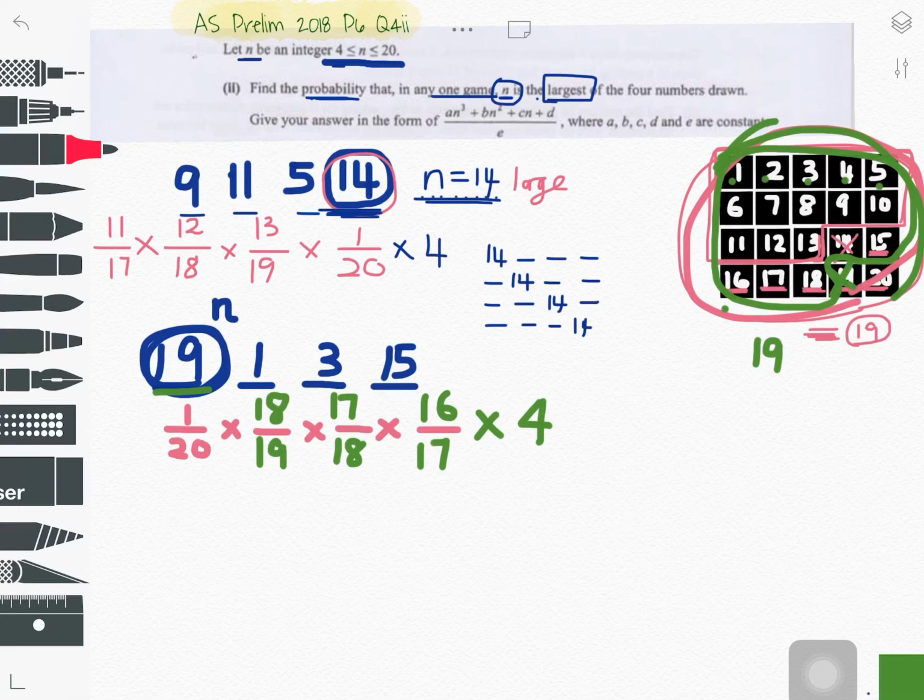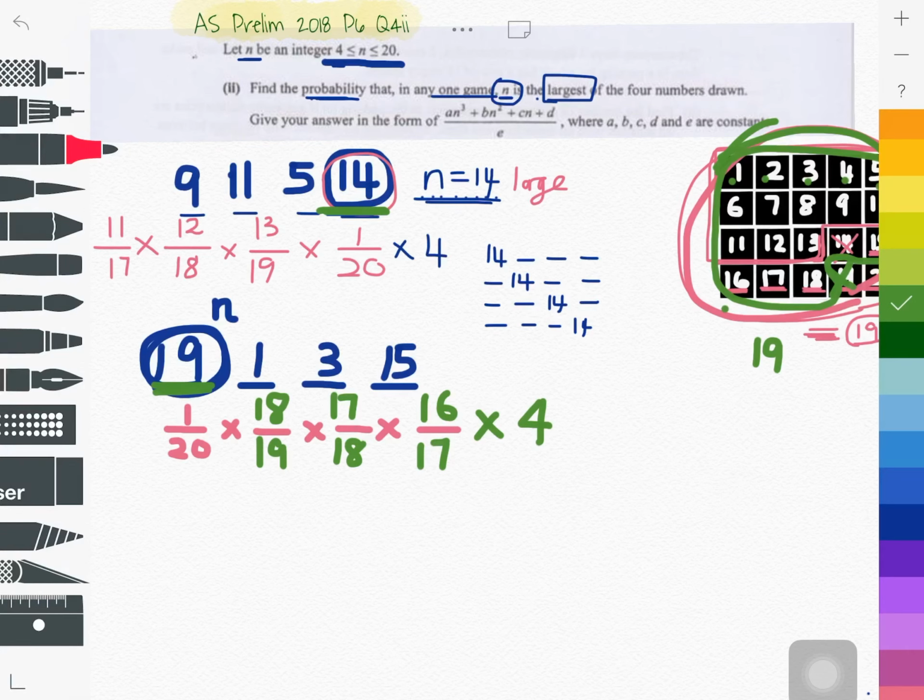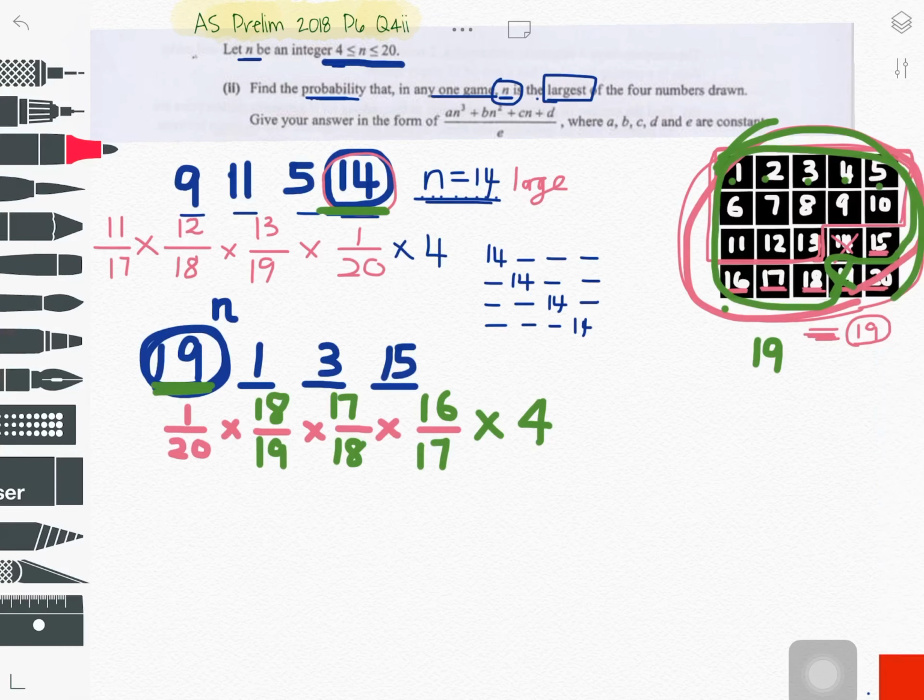Okay. You were so good when I was using numbers like that, right? When I used 14 and 19, it was easy to see. But now let's replace this with the real n. How will a student actually do this? They won't be doing this. I'm just doing a case study for you.